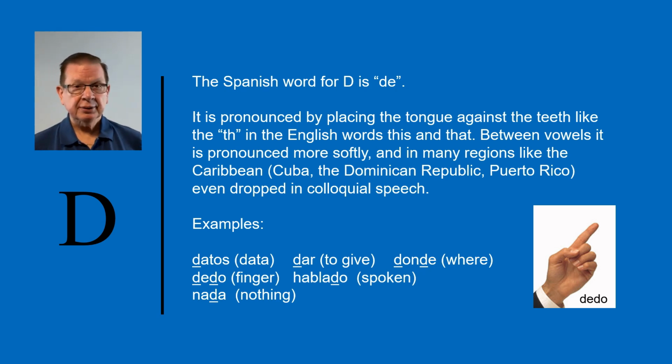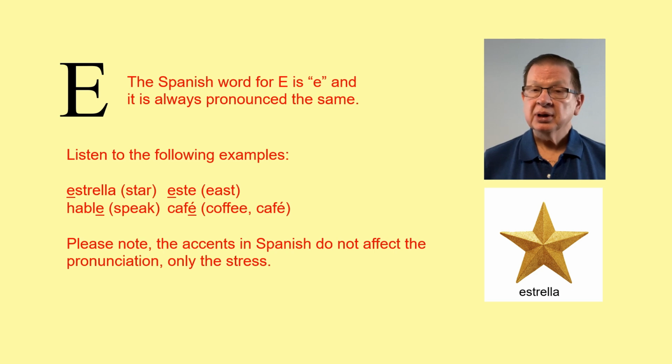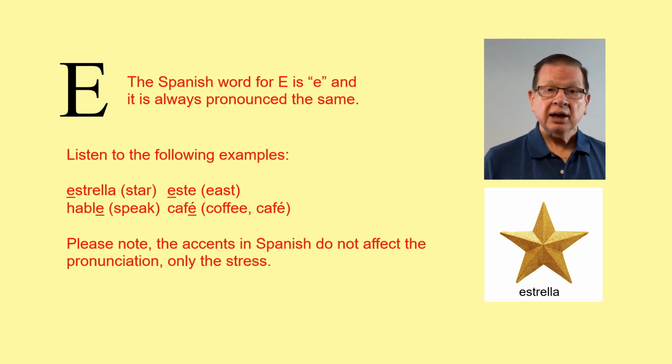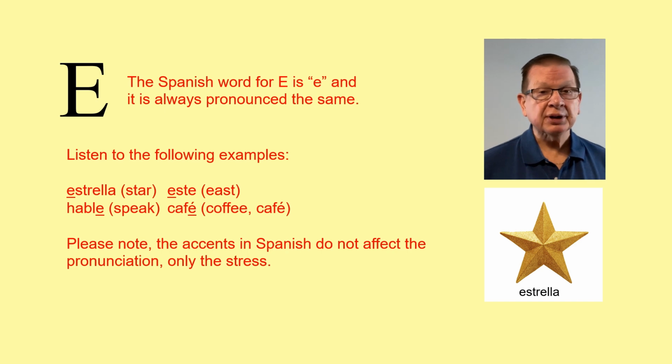Caribbean Spanish. E. The Spanish word for E is e, and it is always pronounced the same. Listen to the following examples. Estrella, este, hable, café. Please note the accents in Spanish do not affect the pronunciation, only the stress.